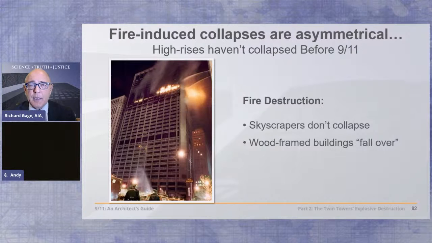Skyscrapers, and this is another contradiction, have never collapsed before 9/11 due to fires in steel frame fireproofed skyscrapers. But say in a wood frame building, the building would fall over to the path of least resistance. It wouldn't fall straight down through all the tons of structure intact below it. It would be a chaotic process.